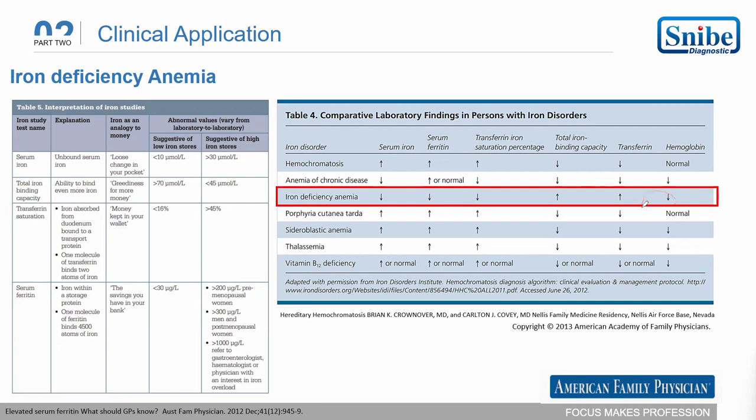This is the typical example of iron deficiency anemia as compared to chronic disease, porphyria cutanea tarda, sideroblastic anemia, and thalassemia cases as well. With vitamin B deficiency, this is also a typical example. The difference chart for hereditary hemochromatosis is from Brian K. Crown data for the American Academy of Family Physicians publication. This is the typical example of iron deficiency anemia given by those guidelines on the basis of the patient data.